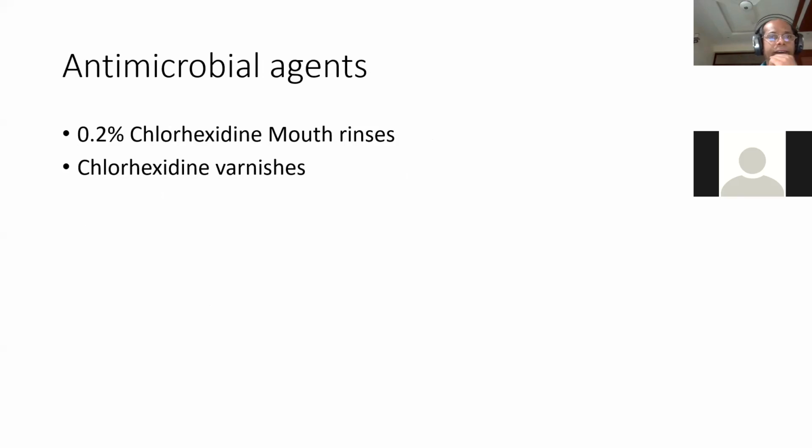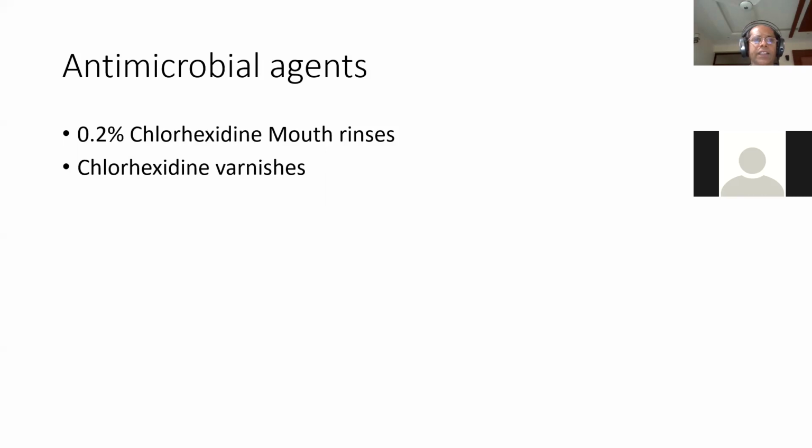Antimicrobials you will give here, which could kill the bacteria. This is because it's a bacterial infection. Our cariogenic bacteria are there. If you kill the bacteria, you may control dental caries, and chlorhexidine mouth rinses are effective both for caries and for periodontal problems as well. 2% chlorhexidine mouth rinses and chlorhexidine varnishes are also available, and they can be applied.